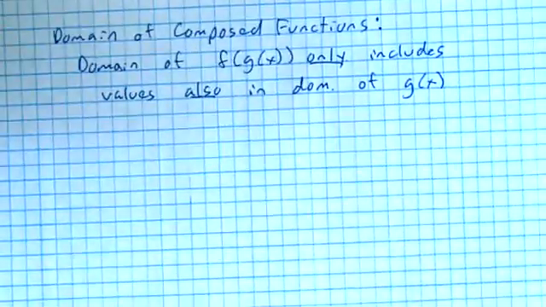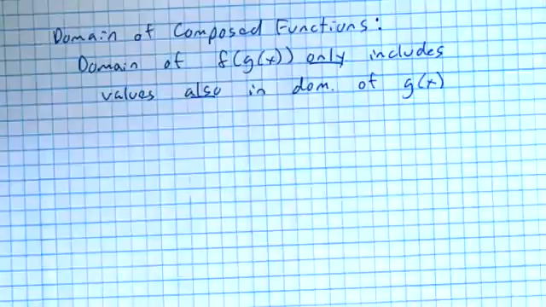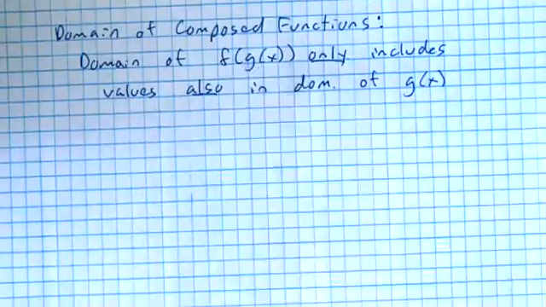Remember, whatever you plug into this factory, f of g of x is just a factory with a couple machines in it. Whatever you send into the factory has to go through the individual machines too. So we've got to make sure that when we put this x into the g machine, it's not going to break it. Now, a lot of times this doesn't end up making a difference, but sometimes it does. So we'll look at a couple examples here.